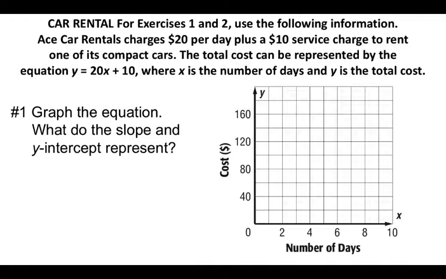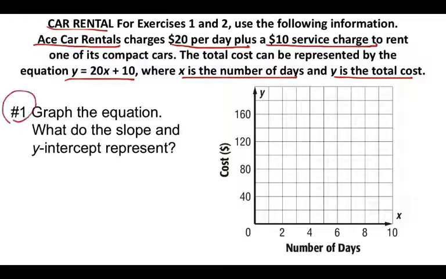Okay, on your orange lesson 4 problem solving practice page, we are going to take a look at numbers 1 and 2 together. If you read along right above those boxes for 1 and 2 is the description of the problem. Car rental. For exercises 1 and 2, use the following information. Ace Car Rentals charges $20 per day plus a $10 service charge to rent one of its compact cars. The total cost can be represented by the equation y equals 20x plus 10, where x is the number of days and y is the total cost.